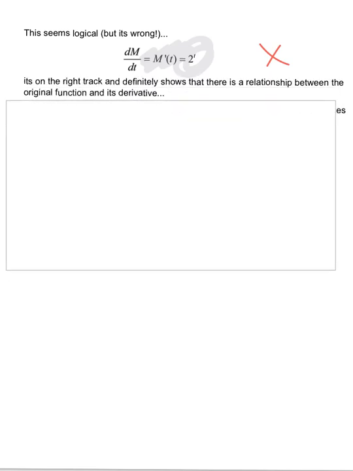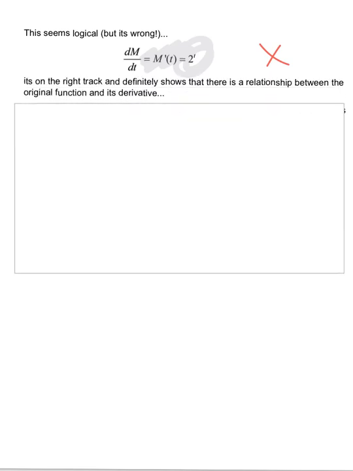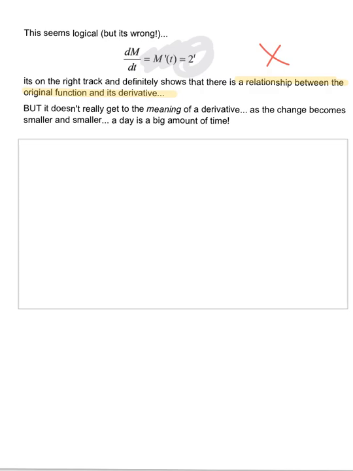It's on the right track, and I'm showing this just to reinforce that there is clearly a relationship between the original function and its derivative. Now, it's not just itself, which we'll see further, but the idea is there's some sort of relationship between itself and its derivative, and then it'll make more sense in the actual formula. But the problem with what we just did when we estimated the days is that we used a huge chunk of time. We used an entire day.